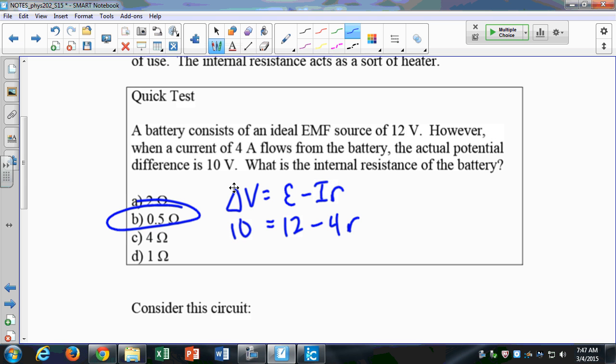By the way, this expression that we're doing here is a form of the loop rule that we'll see. We'll use the loop rule for all sorts of circuits, but particularly for our multi-loop circuits. So I'll present this in just a bit, but that's called the loop rule.